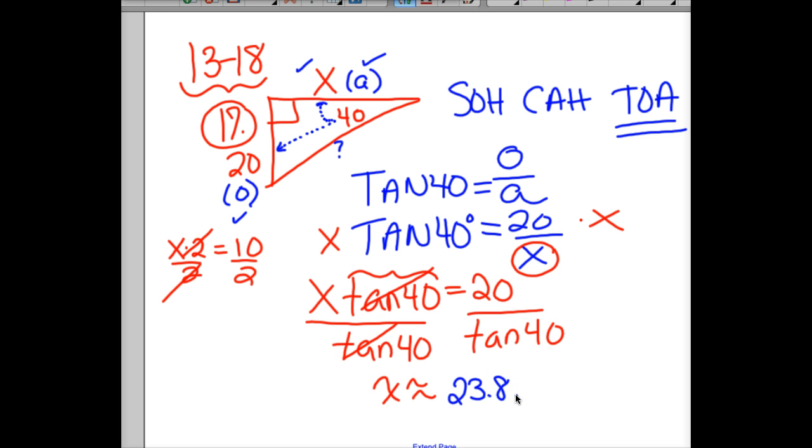So I would like you to continue working with 13 through 18. When that's done, you'll log on to the second video, which is going to be, well, can I use this to find missing angles if I know the sides? And the answer is yes. So our next task is not going to be to find a missing side, but to figure out what the angles are. And so you'll have to bring up the trig part 2 video.